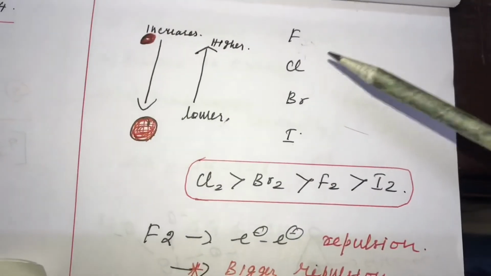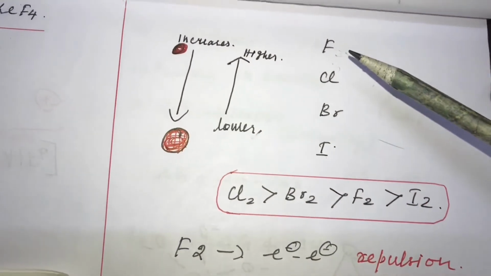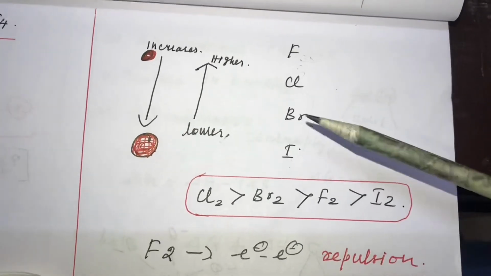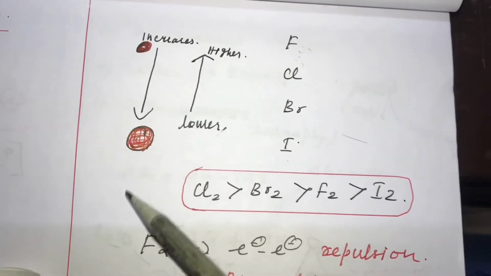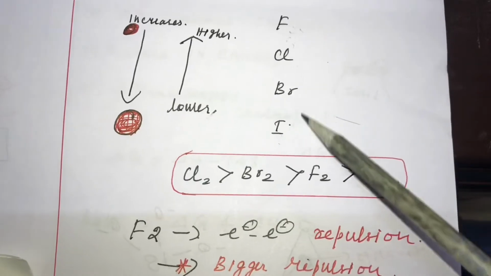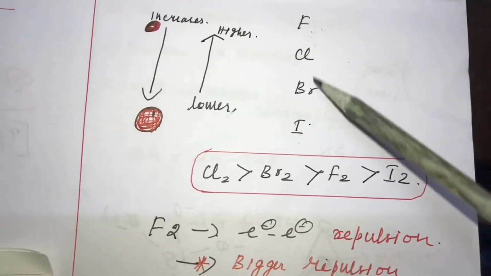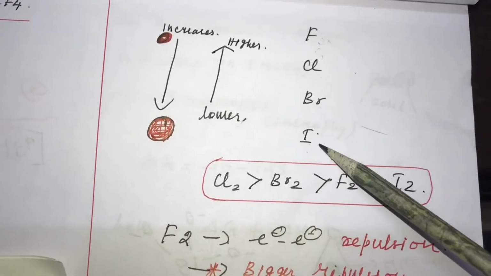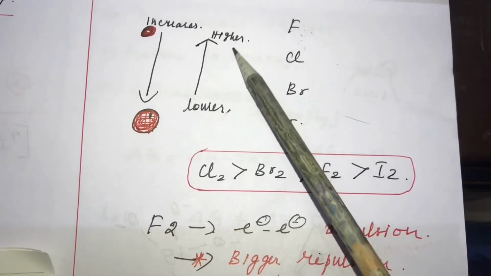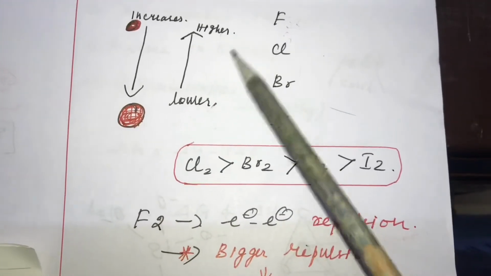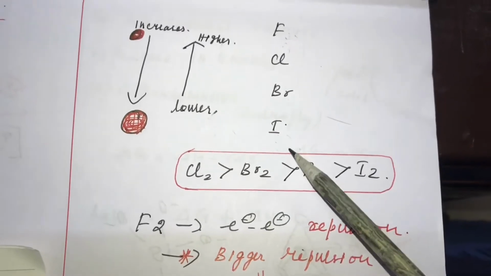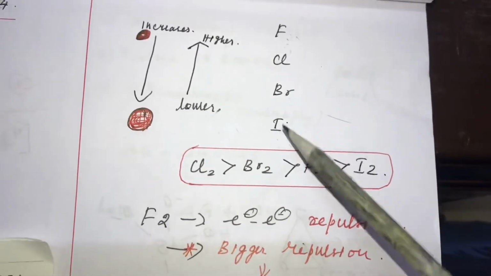So in the periodic table, the halogen group occupies the position like this: fluorine, chlorine, bromine, iodine. On moving down the group, the size of the halogen atom increases. That is the general trend. As the size of the atom increases, the bond dissociation enthalpy decreases. Size increases, bond dissociation enthalpy decreases. So fluorine, chlorine, bromine, iodine.